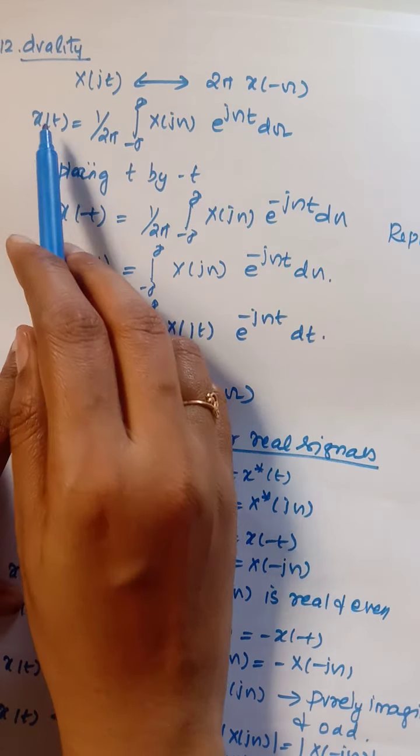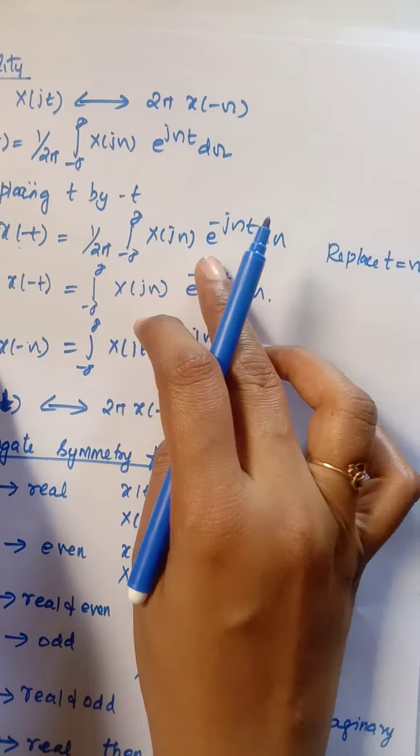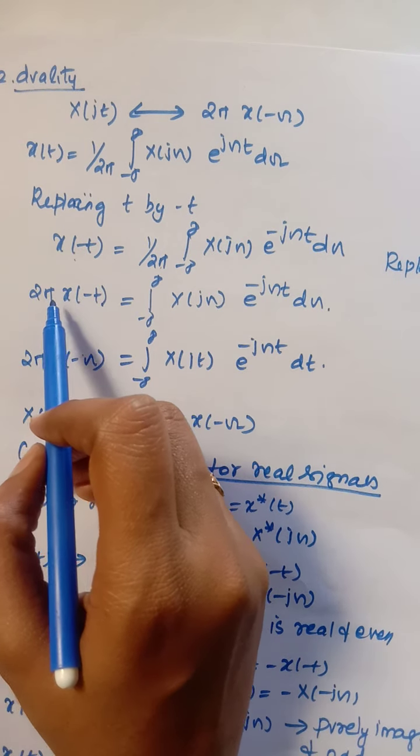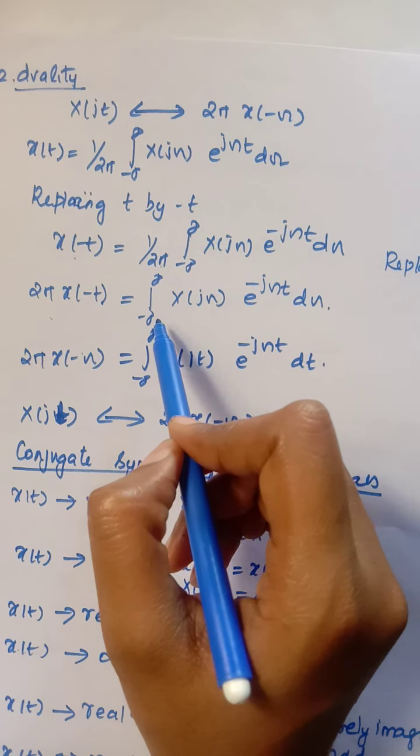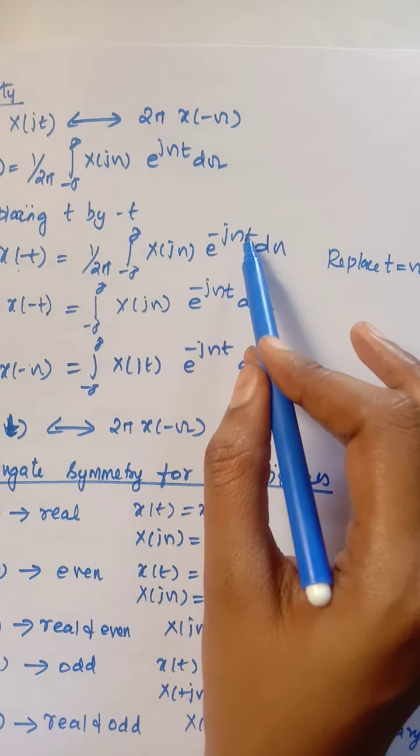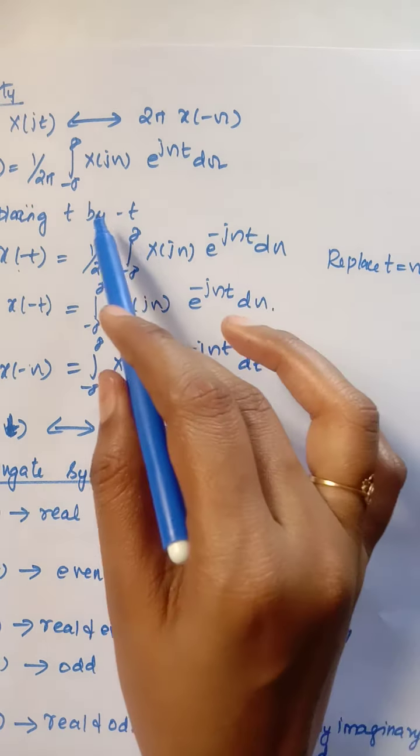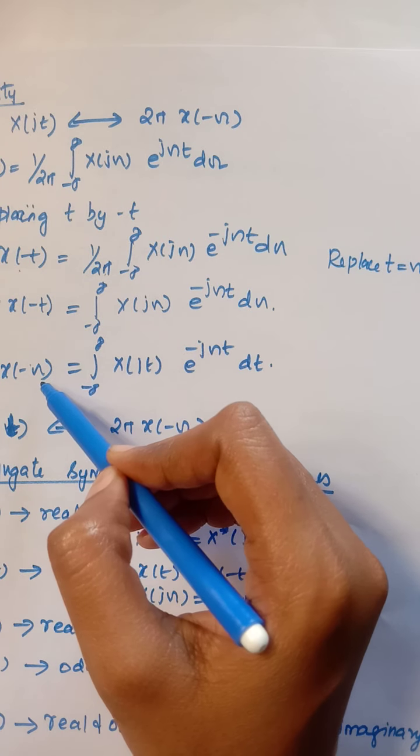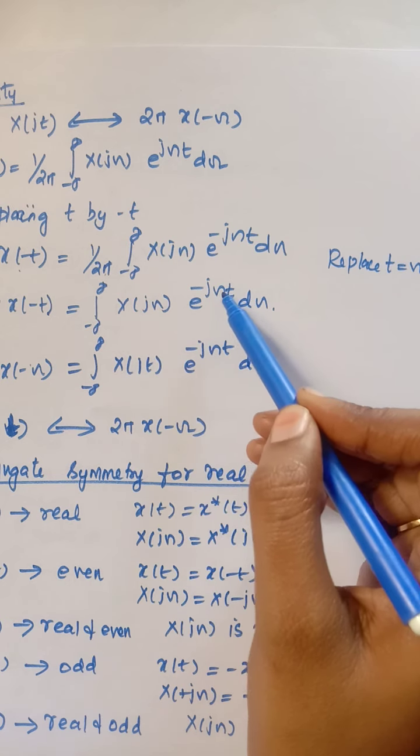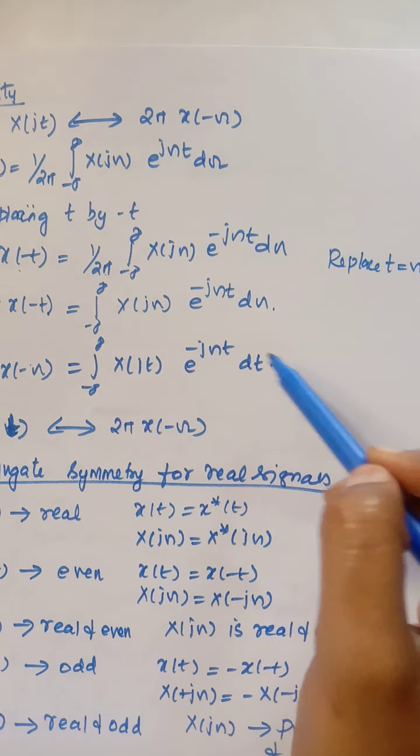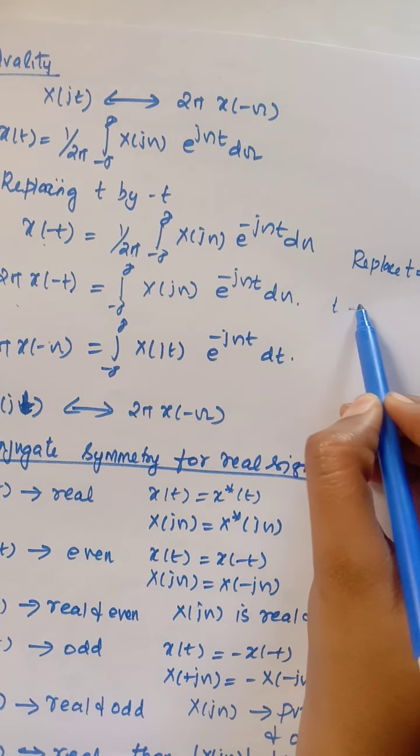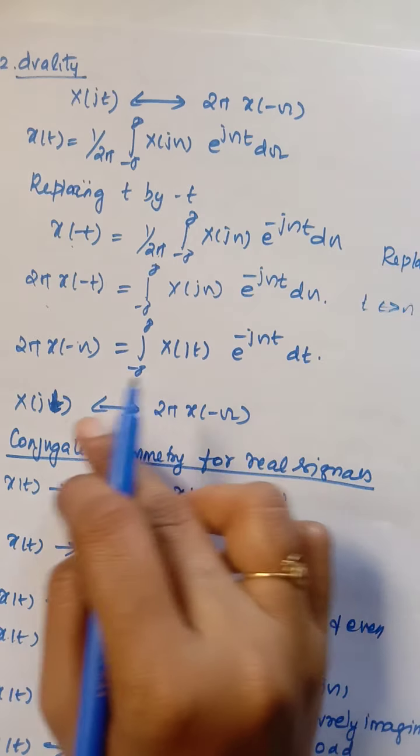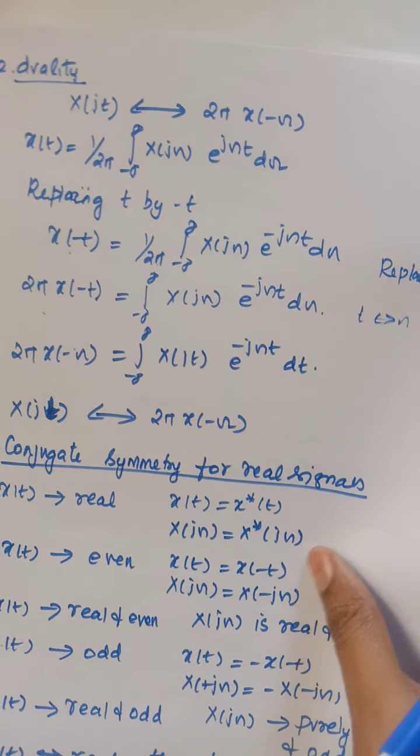Now replacing t by minus t: wherever I have t, I have replaced t by minus t, so I have written this equation. Next replace t by ohm. I am bringing 2 pi here: 2 pi x of minus t equal to the integral minus infinity to infinity x of j ohm. Wherever I have t, I replace it with ohm, and ohm by t. So here we have e power minus j ohm t d ohm, replacing t by ohm, ohm by t, and d ohm by dt. I am getting 2 pi x of minus ohm equal to this one. So this is nothing but x of jt, and this is 2 pi x of minus ohm. This is the duality property.